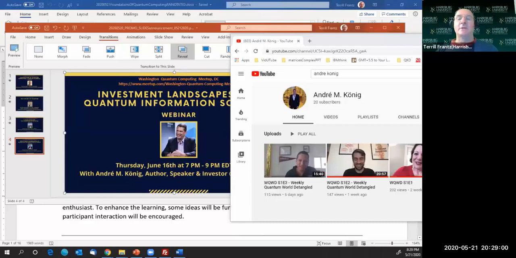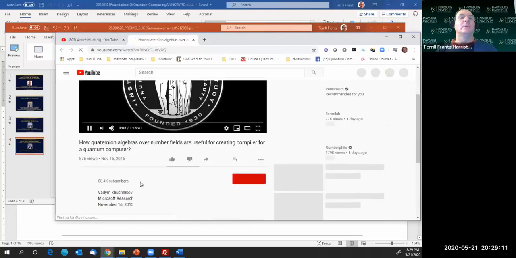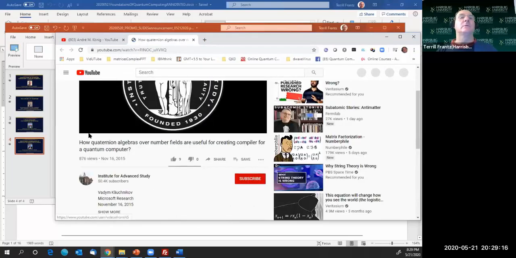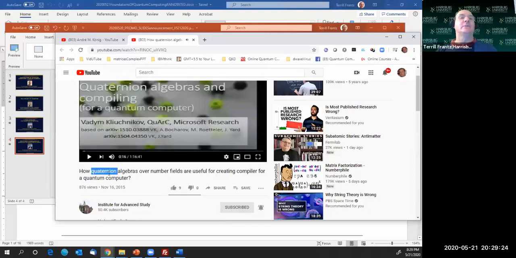Quaternion algebras over number fields are useful for creating compilers. Okay, thanks for the tip. Institute for Advanced Study, on it. I don't know what quaternions are. I think these are the things that are a superset of complex numbers. Thanks for the tip here. I'll have to watch it.